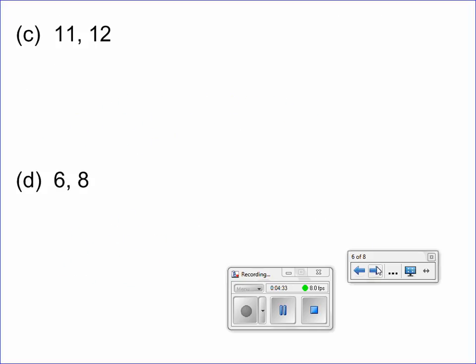All right, so you are going to put this video on pause now so that you can find the lowest common multiple for 11 and 12, and then for 6 and 8. So I do want you to write down your solutions on a piece of paper so then we can go over these in class tomorrow. But right now, put the video on pause.